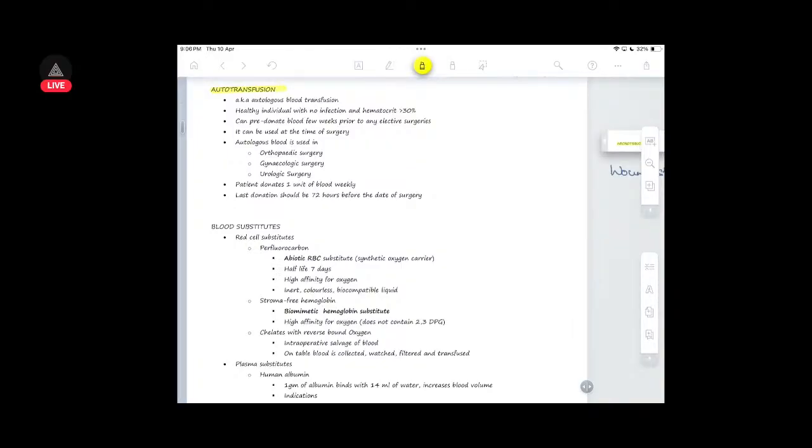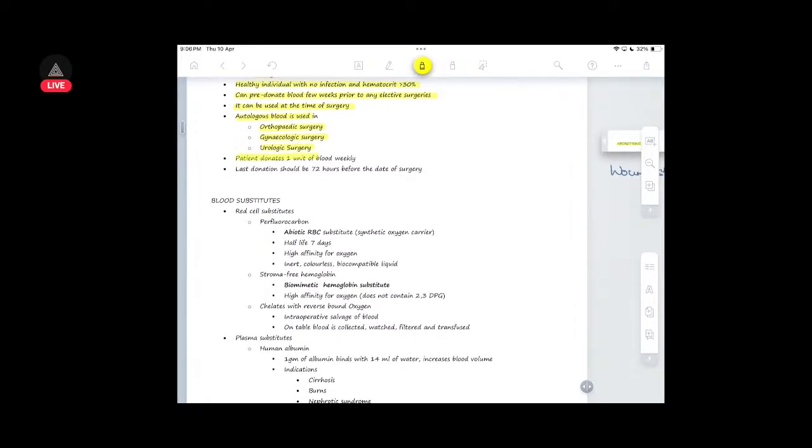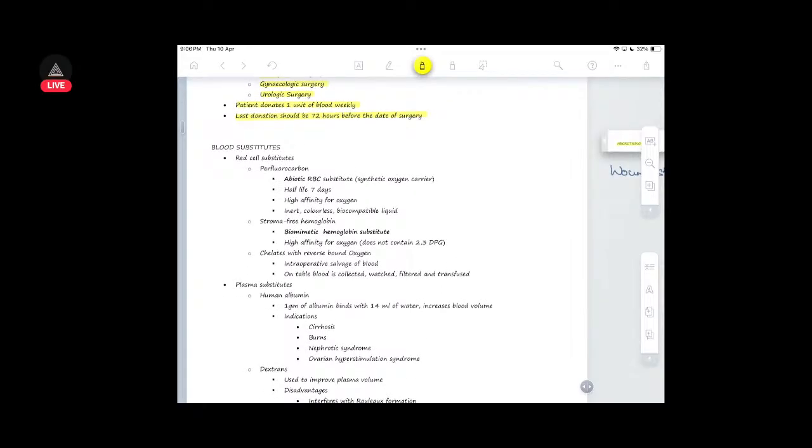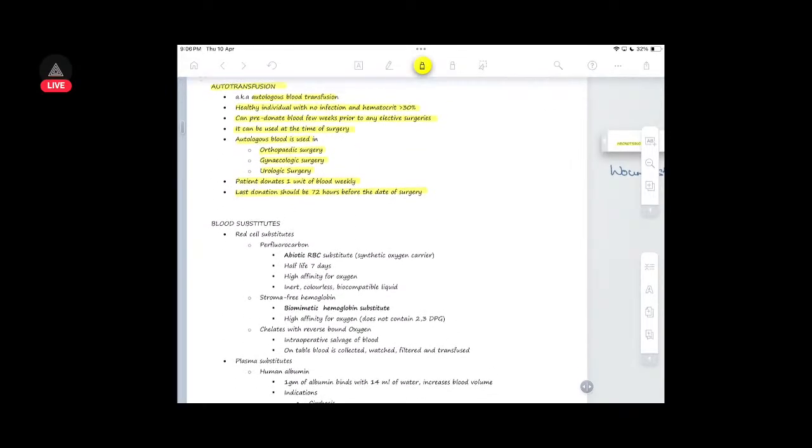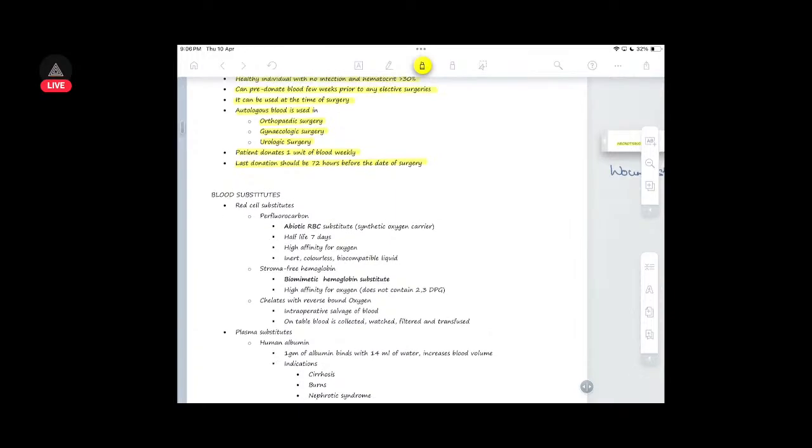Auto transfusion, which is autologous blood transfusion. Healthy individuals with no infection and hematocrit more than 30% can pre-donate blood a few weeks prior to any elective surgery. It can be used at the time of surgery. Autologous blood is used in orthopedic surgery, gynecological surgery, and urologic surgery. The patient donates 1 unit of blood weekly. The last donation should be 48 hours before the date of surgery. This is auto transfusion. 72 hours, 1 unit weekly you can give before that.